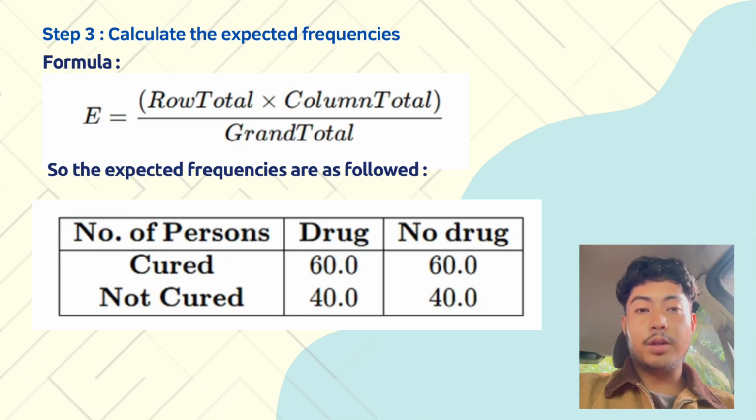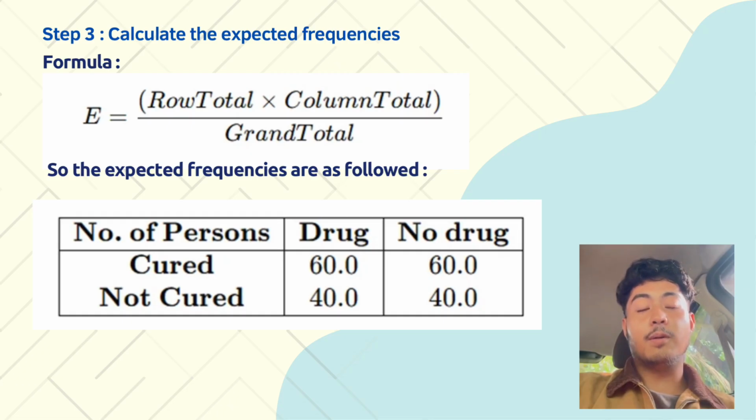The formula works with row totals multiplied by column totals, and then divided by the grand total to summarize the expected frequencies. As the table shown in this slide presentation, the expected frequencies we get are 60 and 40. How do we get the expected frequencies?